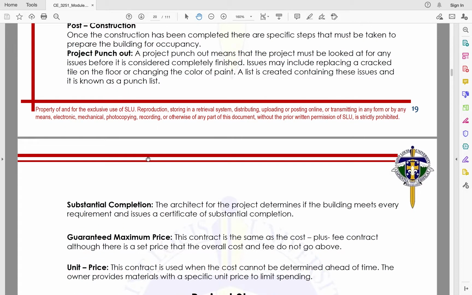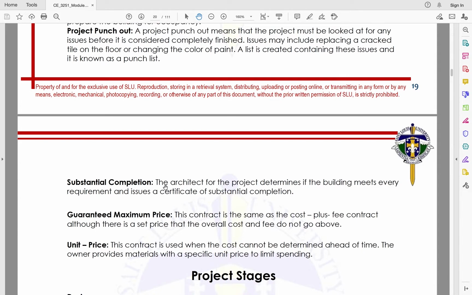Okay. Next is substantial completion. So, during this stage, the architect for the project determines if the building meets every requirement and issues a certificate of substantial completion. So, after ng project punch out, na-check na lahat ng nasa punch list, magkakaroon na tayo ng substantial completion. Kung saan i-check ng architect yung project kung na-meet ba lahat ng requirement para sa structure.